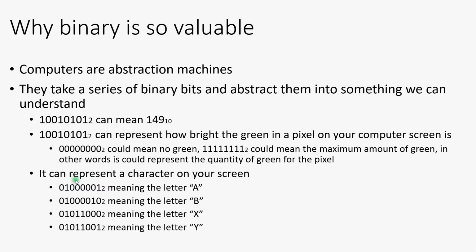A binary pattern could represent a character on your screen. Here we have the pattern in binary for a capital A and a capital B, or an X or a Y. Again, it's abstraction. This group of bits could also be mixed into the group of bits here for the green's getting pretty bright, the green's getting a little brighter, the green's getting even brighter. How we choose to represent that group of bits to us is important.